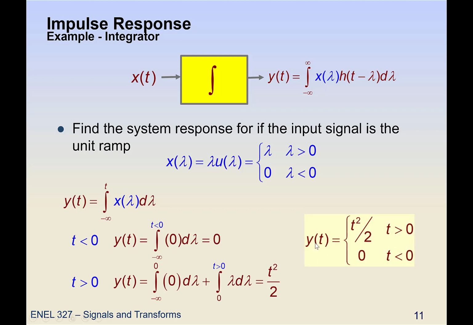Okay, so the output of this system to a unit ramp is 0 if t is less than 0, and it's t squared over 2 if t is greater than 0. And if you think about it, that makes sense. Remember, this is a ramp function which turns on at 0. And so if we integrate that, we have a straight line here. We should get a parabola here. Makes sense.